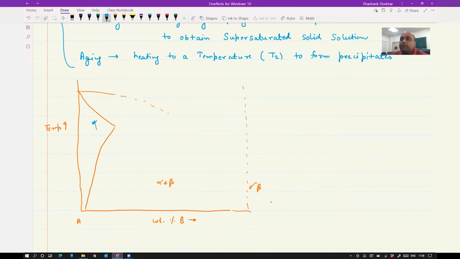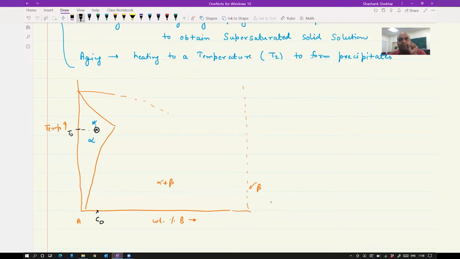Okay, so the first step is solution treatment. And what we are going to do, we are going to heat it to a single phase region, which is alpha here. Okay, so let's heat it to a temperature of T0. And okay, before that we have to choose some composition. So let's choose this particular composition here, having a concentration of C naught. Okay, and then we are heating it to a temperature of say T naught, which lies here in the single phase region.